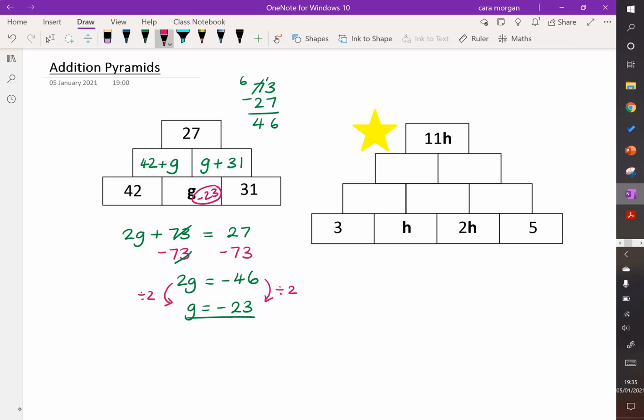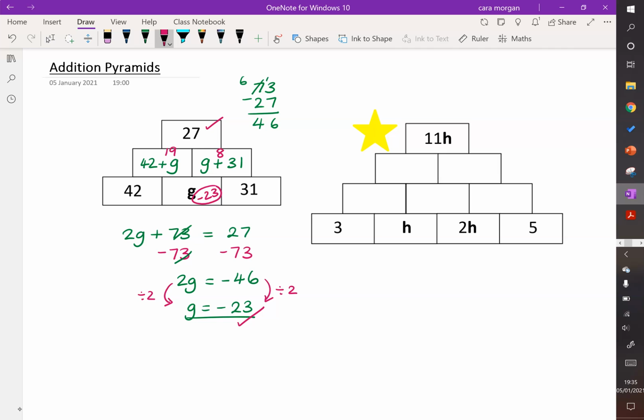So 31 subtract 23, I think is 8. 42 subtract 23 is 19. Hang on, what am I doing? Let's rewind. Those answers had to be in the brick above. Okay, so 31 subtract 23 is 8. And 42 subtract 23 is 19. That's better. If I add 19 and 8 together, I do get 27.